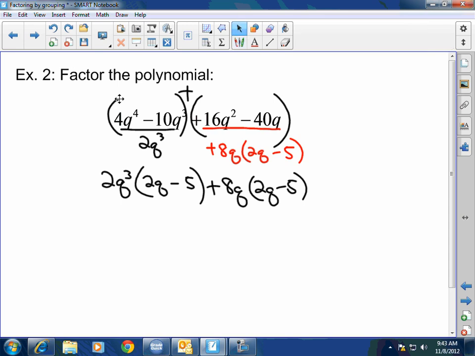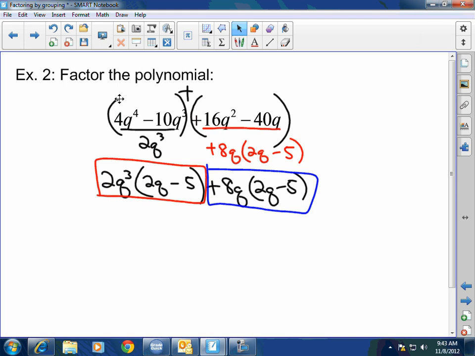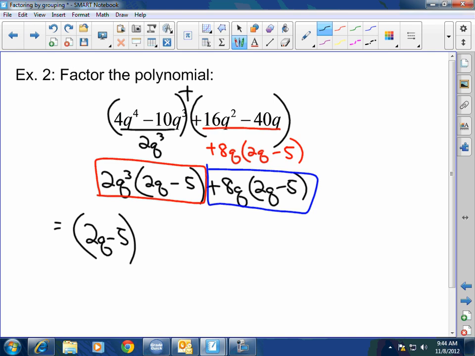Now, looking at this term and looking at this term, what is the common factor between those two terms? So we take out the 2q minus 5. Now think about it, guys. These are gone already. I don't want you to be confused. What am I left with? 2q to the third plus 8. Wait, no. Yeah.